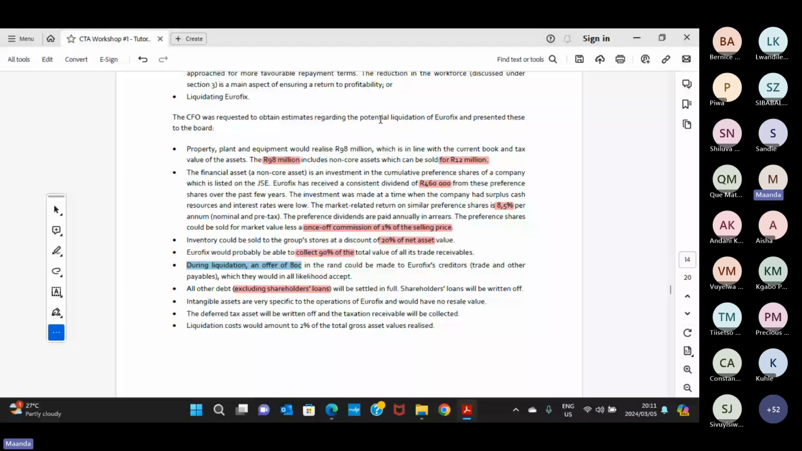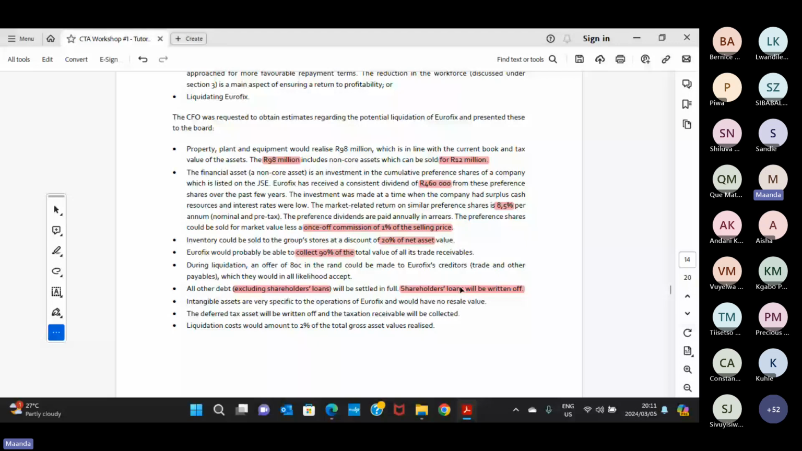Again, what we need to consider here is the shareholders, if we don't have anything left, because we're told that the shareholders' loan will be written off. So it means that shareholders are not going to get money for the loans that they gave to the company. So do you think shareholders are going to be fine with it?